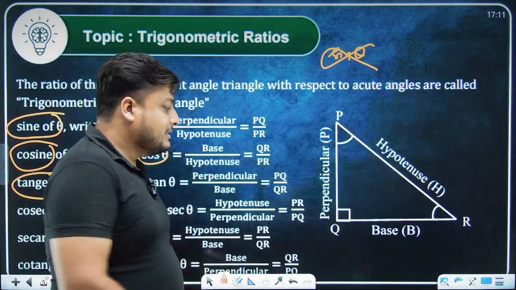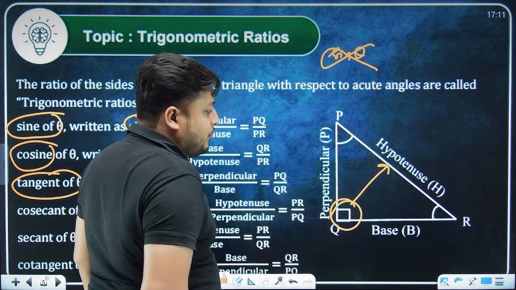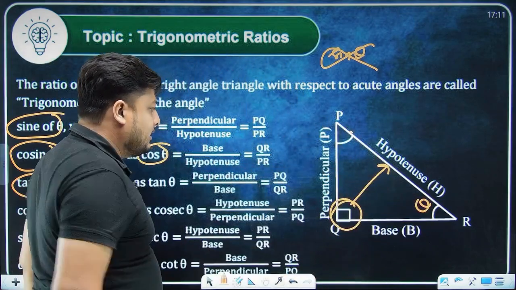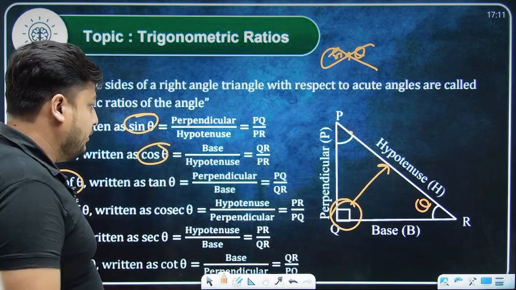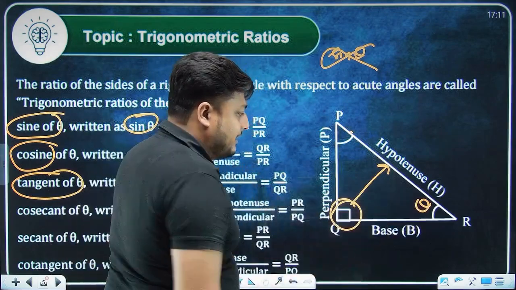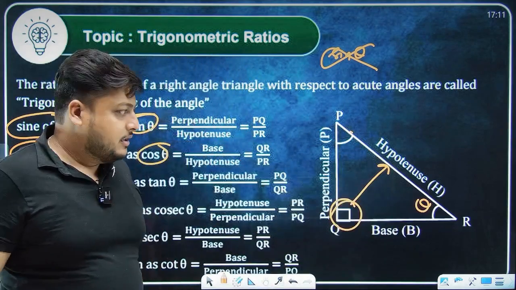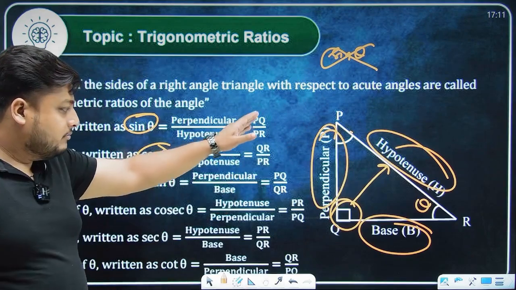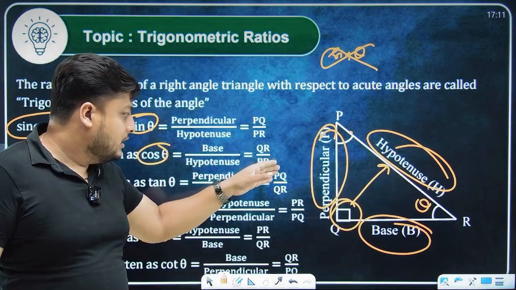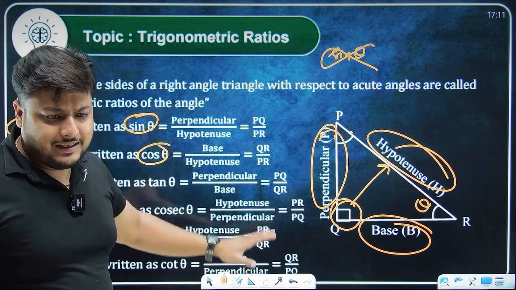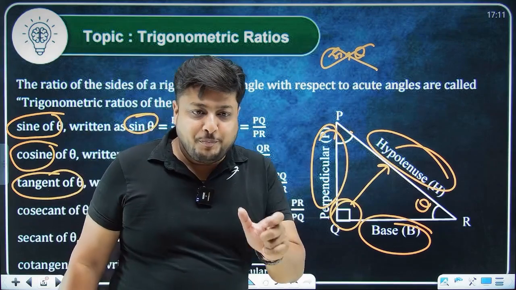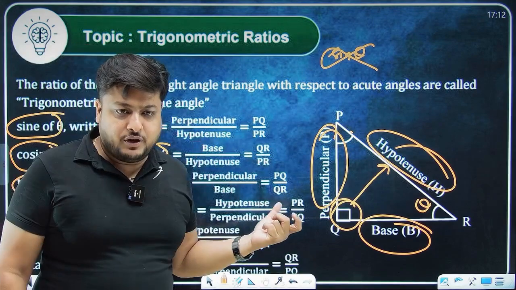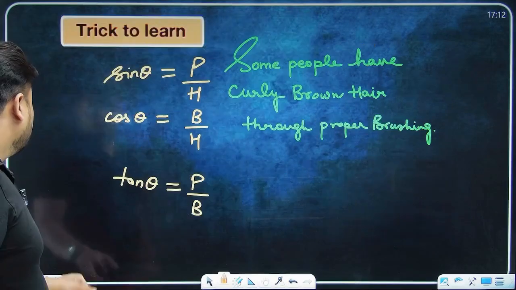So in this figure you can see this is the right triangle, with the hypotenuse opposite the right angle. And we can write theta anywhere. If I write theta at R, the considered angle is at R. So this is our perpendicular, this is the hypotenuse, and this is the base. Accordingly, here PQ upon PR, QR upon PR, PQ upon QR, PR upon PQ, and so on. Now I will teach you one super amazing trick to remember these.